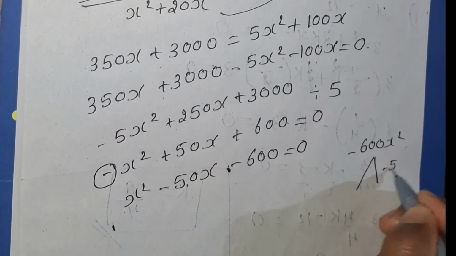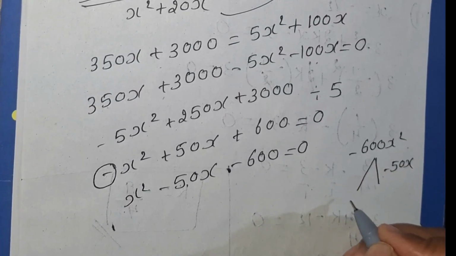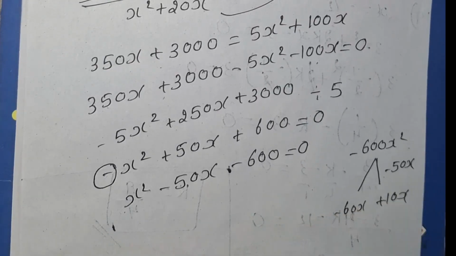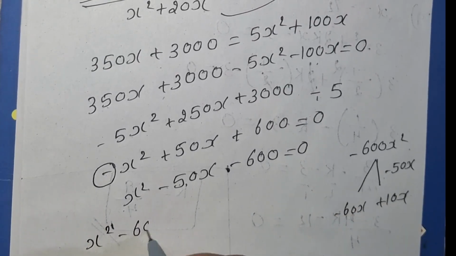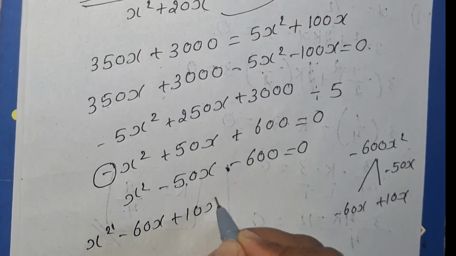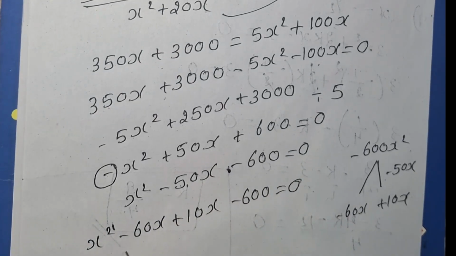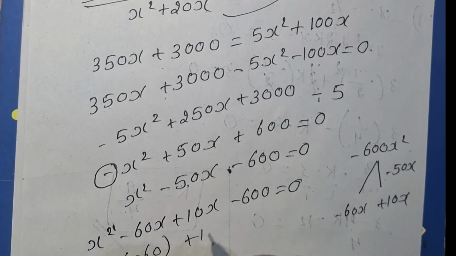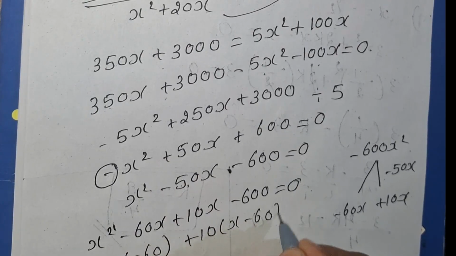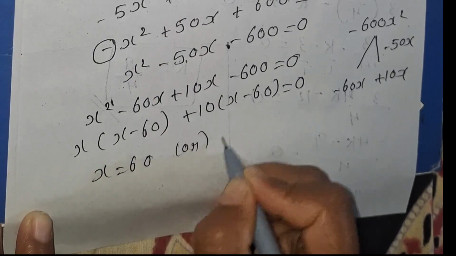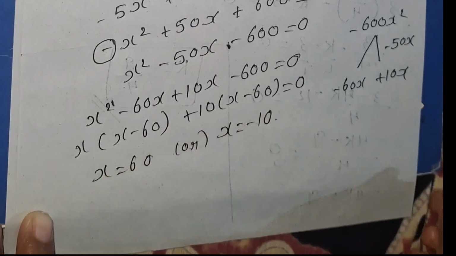So factorization: minus 600 splits as minus 60x plus 10x. x square minus 60x plus 10x minus 600 equal to 0. Take common in x square minus 60x: x, and take 10 from 10x minus 600. So x minus 60 equal to 0 or x plus 10 equal to 0. What do we get? x equal to 60 and x equal to minus 10.